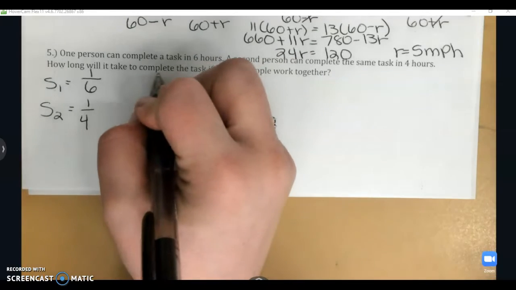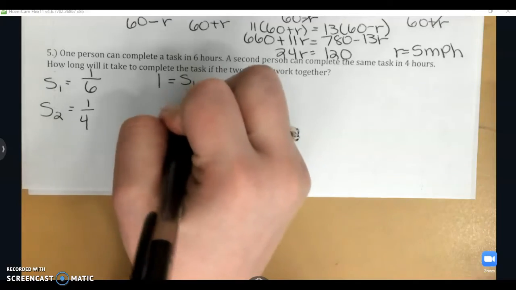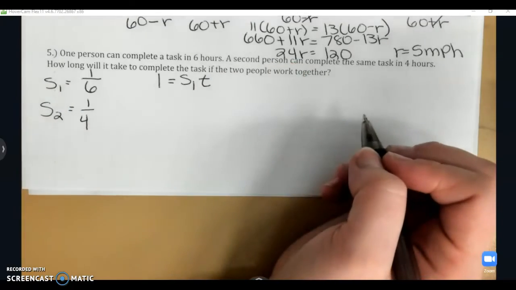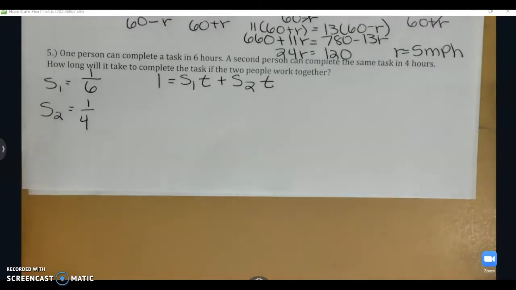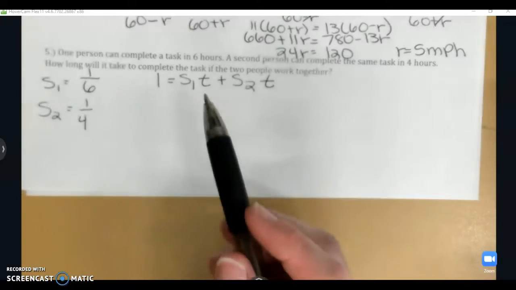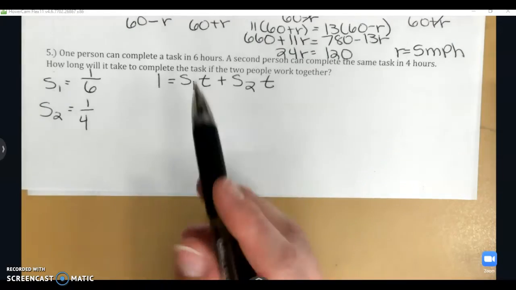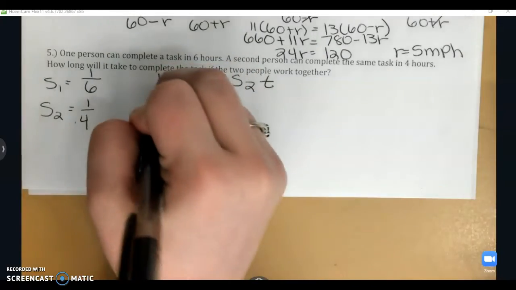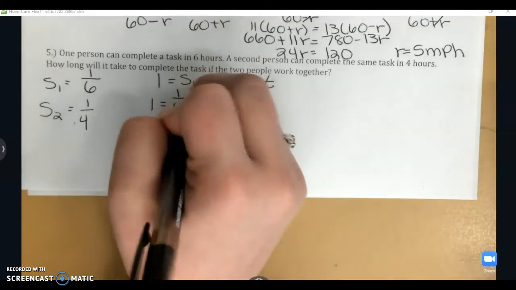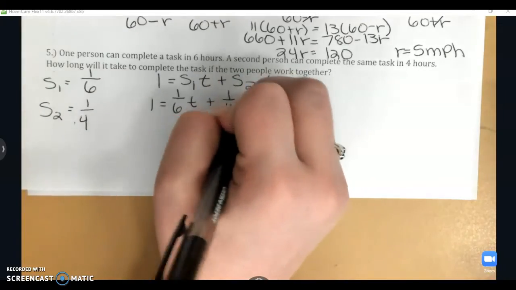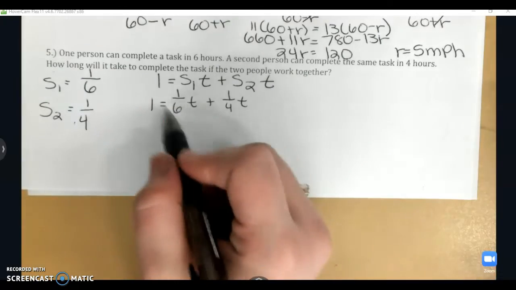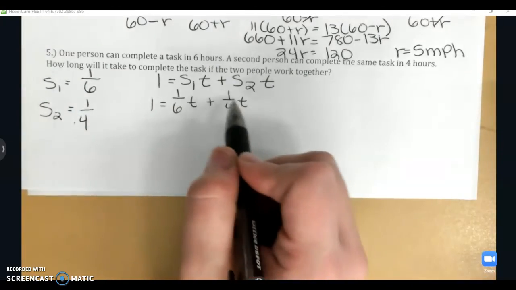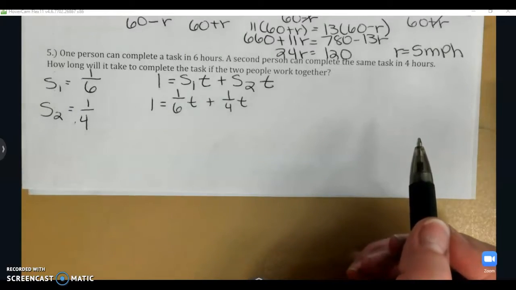So if I'm wanting them to complete 1 task together, that is going to be the speed of the first person times the amount of time that this is taking plus the speed of the second person times the amount of time that this is taking. So time is the same in this scenario, and I know what each speed is because I've just written it out. So that's going to be 1/6 t plus 1/4 t is equal to 1 task. So the speed times time plus the speed times time equals the number of tasks completed.